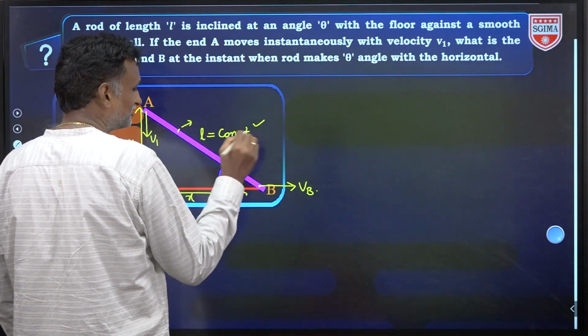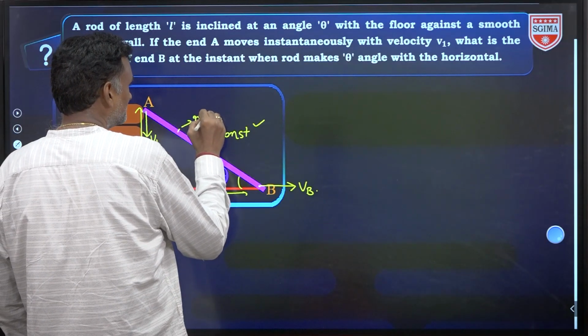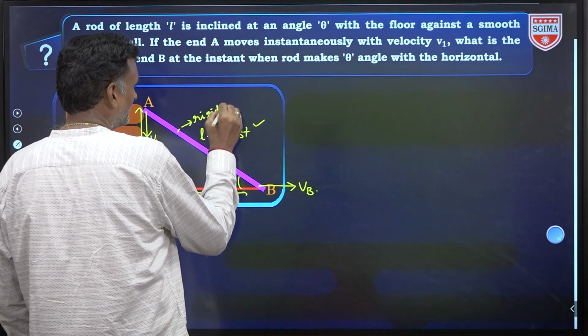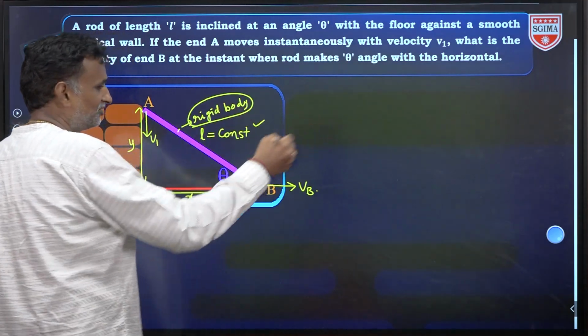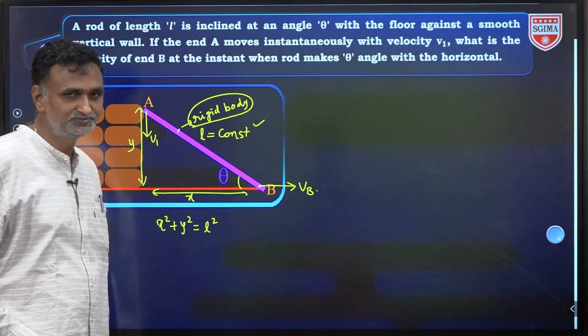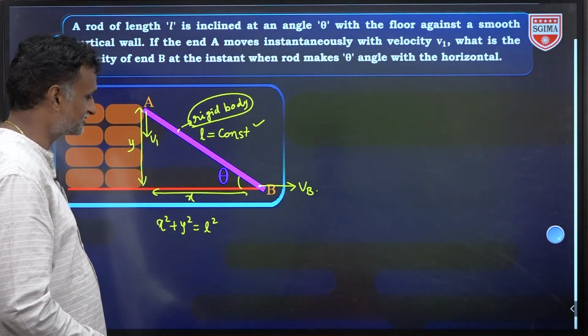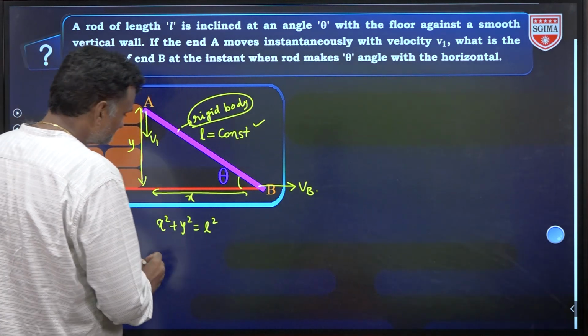You can consider it as a rigid body. So, what is a rigid body? I will explain that in the next slide, just wait for that one.